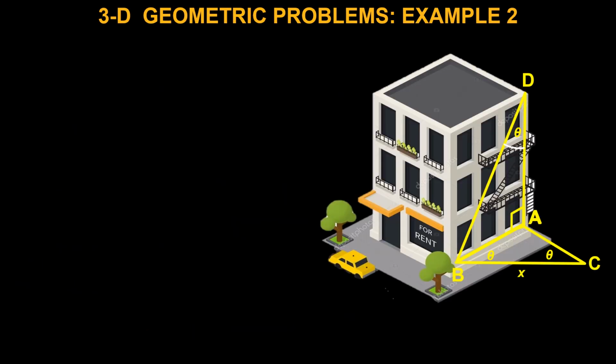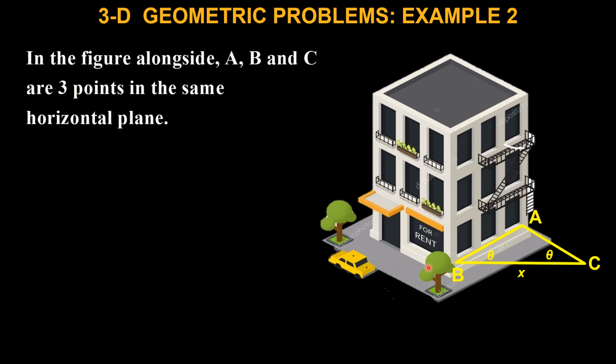Now let's consider a second example. In this example here, the angles are not given in exact degrees. They're given in terms of theta and theta. We don't have a length, we have it in terms of x. Same idea, we just don't have numerical values for the sizes of the angles and the length of the sides. So let's see now. There we've got a figure. A, B, C are 3 points on the horizontal plane.